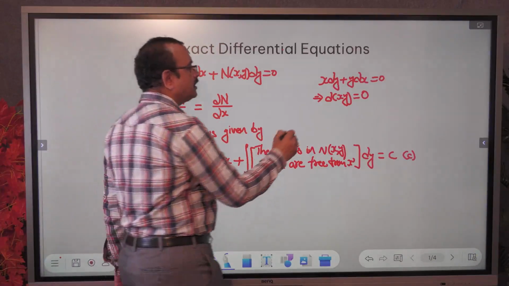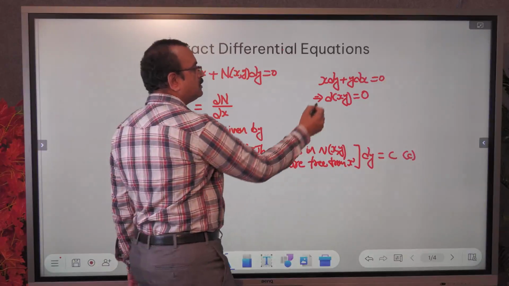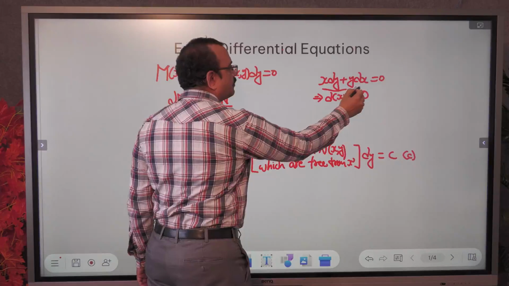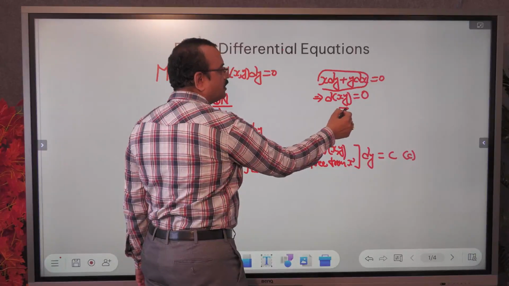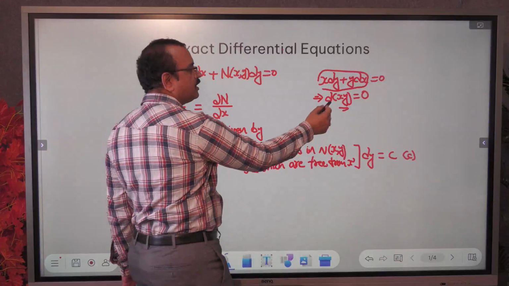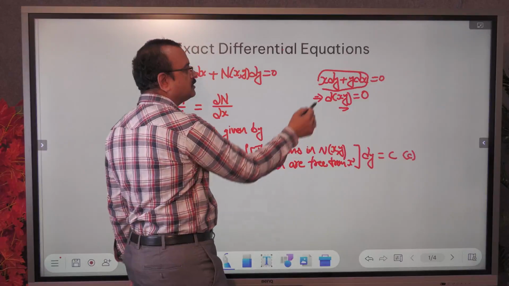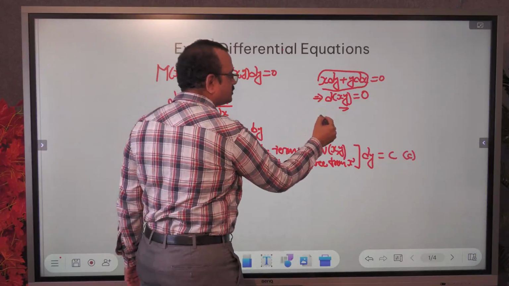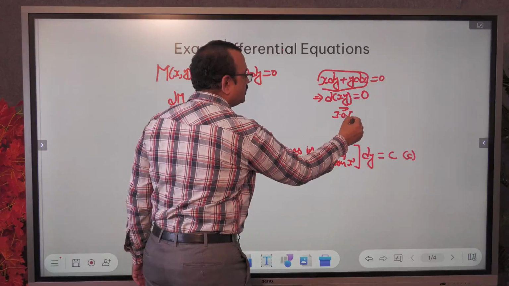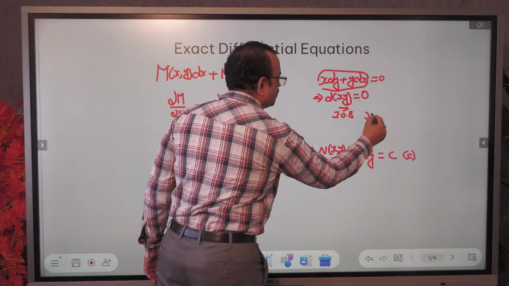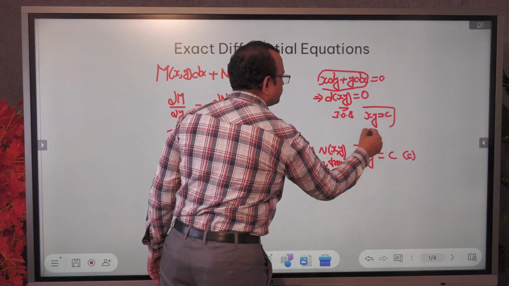This type of equation is known as an exact differential equation, because the entire differential equation can be expressed as the exact differential of some function. Here that function is xy. So the exact differential of the function xy is nothing but the given differential equation. If we integrate on both sides, integration and differentiation cancel out and we get the general solution xy is equal to c.